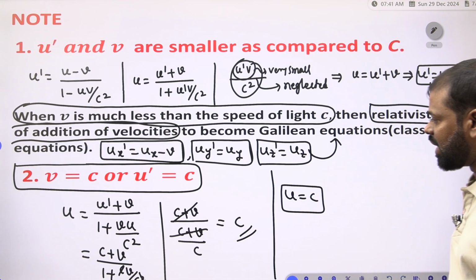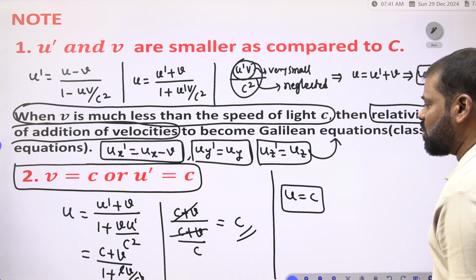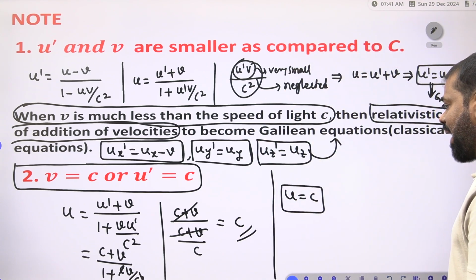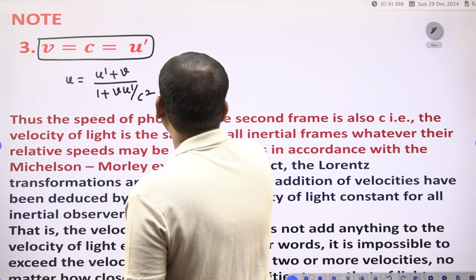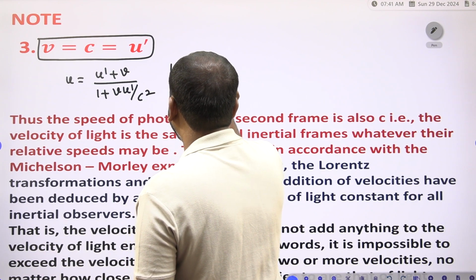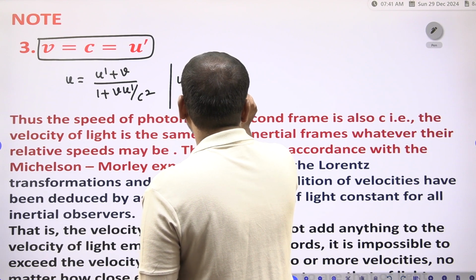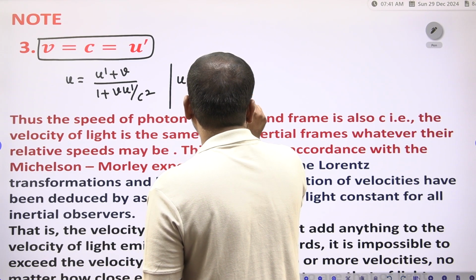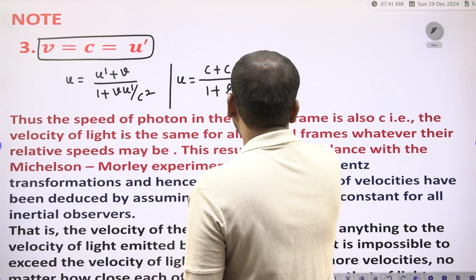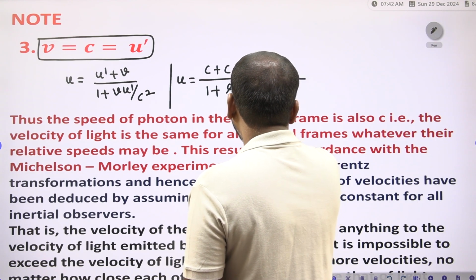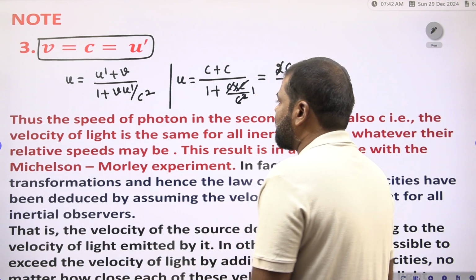Here also you have to take u dash, so you have to consider it as u dash now. So, (1 plus v u dash) divided by c square if you have to take. Now you substitute u is equal to u dash is equal to c, and v also c, divided by 1 plus v c into c divided by c square. So, c square gets cancelled. Therefore, c plus c is equal to 2c, and 1 plus 1 is equal to 2. So, 2 gets cancelled, therefore you are getting the c value.